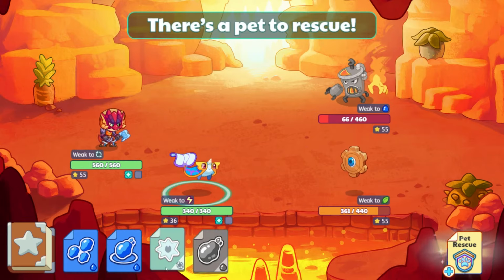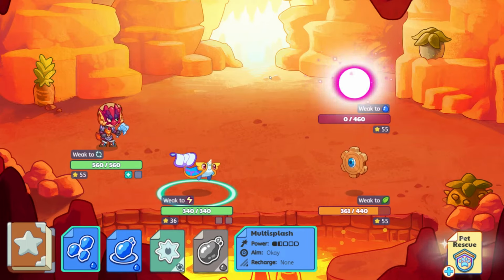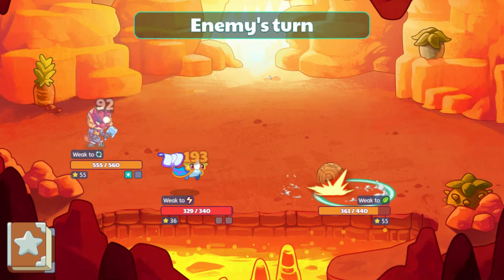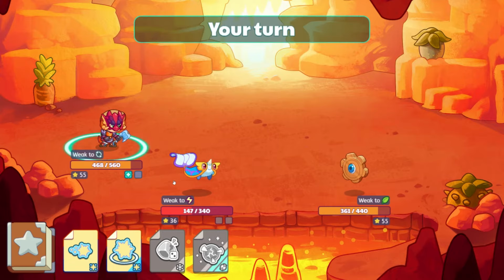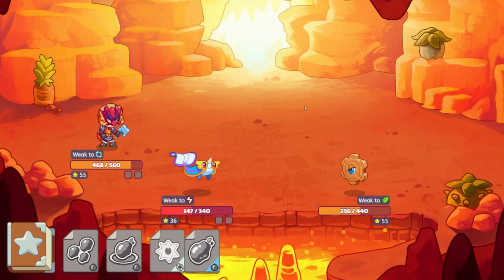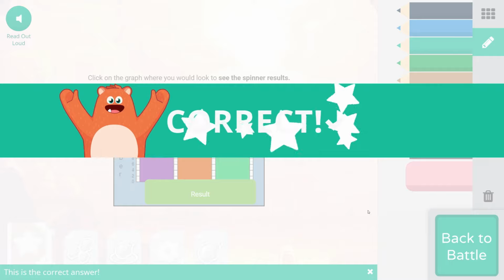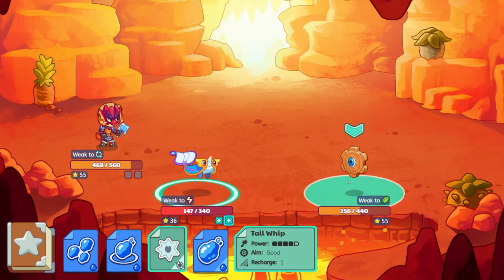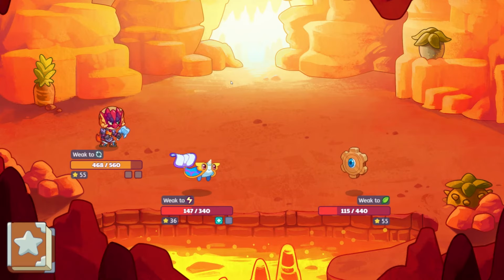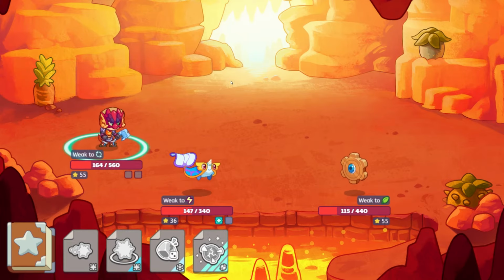And then let's see. I think multi-splash should be able to finish it off if we get 2 hits. 1 hit is enough. Good, good. It's good 1 hit was enough because that is all we got. Those sparks are so cool. Alright, we are going to go ahead and do our star bit here. And we're just chiseling away. Click on the graph where you would look to see the spinner results. This would be the result of the spinner. There we go. Okay, tail whip will probably do us better. And big one, but we're okay. And all out attack, awesome.